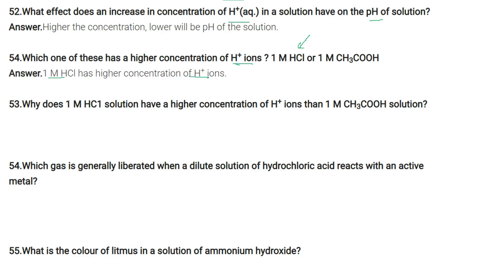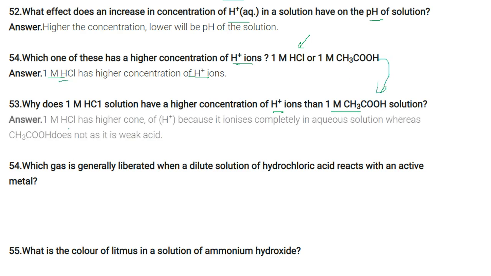Why does 1 mole of HCl solution have a higher concentration of H plus than CH3COOH? So this is the reason why HCl has a higher concentration. The reason is 1 mole of HCl has higher H plus concentration because it ionizes completely in aqueous solution. H plus and Cl minus will be formed, so it is ionizing completely, whereas CH3COOH does not, as it is a weak acid.